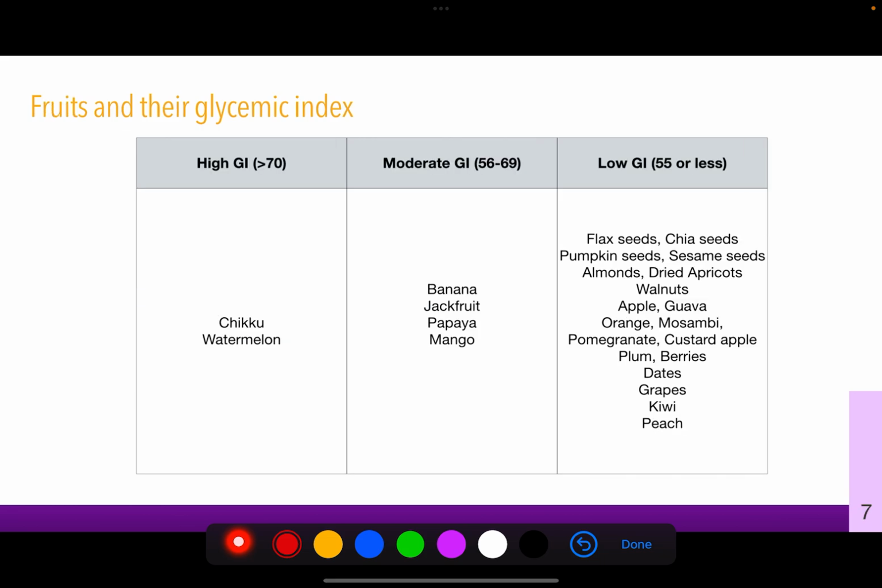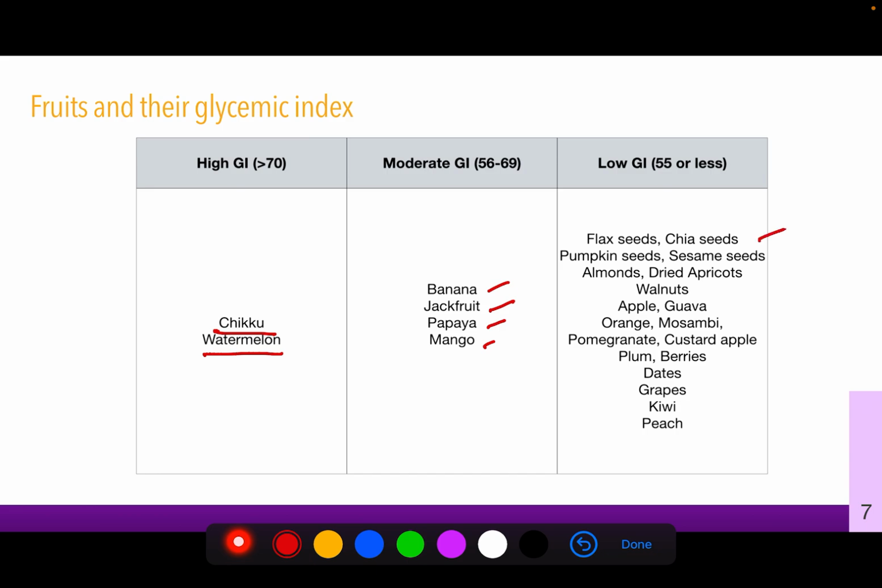Fruits. What are the fruits that have to be avoided? High glycemic index is present in chiku, watermelon. Moderate in banana, jackfruit, papaya, mango. You can tell diabetic patients to reduce the intake of these: banana, jackfruit, papaya, mango, chiku and watermelon, because these have high GI.